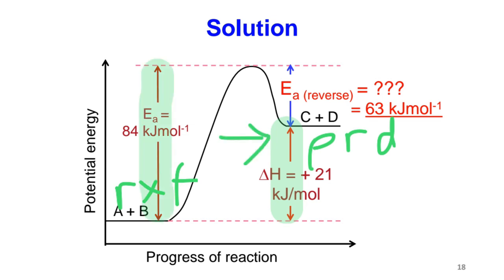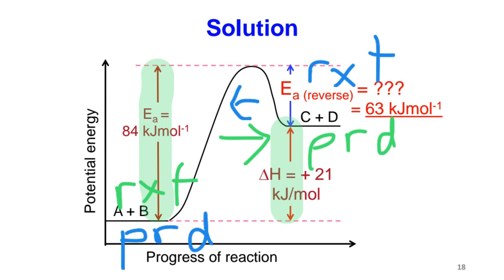So, for the reverse reaction, the right side is reactant and the left side is product. Thus, to evaluate the activation energy value for the reverse reaction, we must consider from the potential energy of reactant until the maximum peak of the curve.